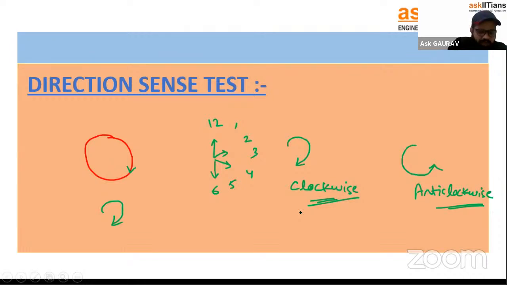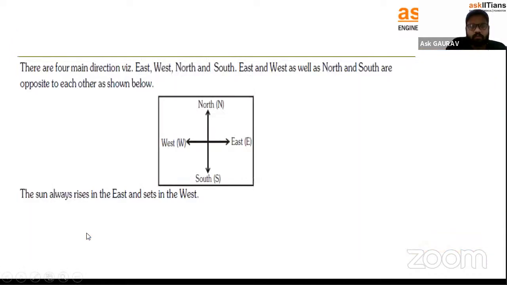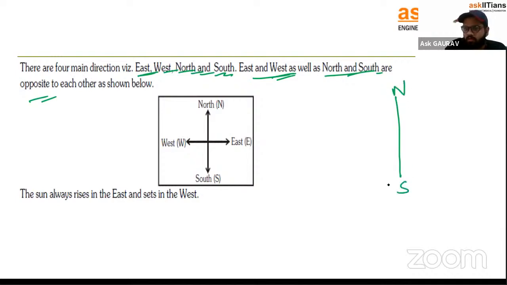What else do we have next? It's like your north, south, west. Okay, there are four main directions, that is east, west, north, south. East and west as well as north and south are opposite to each other. This is your north, this is your south, west, and east.